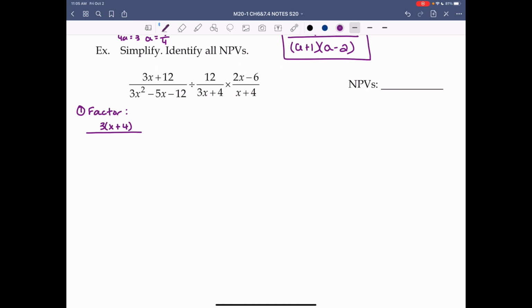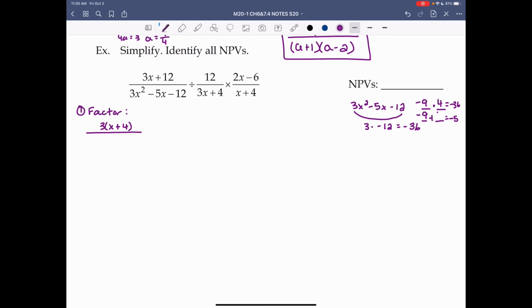3x squared minus 5x minus 12. 3, 5, and 12, there's no common factor, so this is a complex trinomial. I'm going to factor that over here. 3x squared minus 5x minus 12. Multiply the a and the c value together. 3 times negative 12 is negative 36. We need two numbers that multiply to negative 36 and add to our b value, which is negative 5. Those numbers would be negative 9 and positive 4.